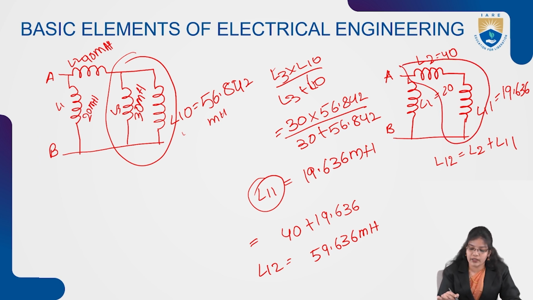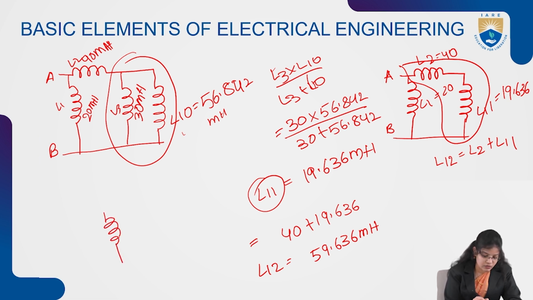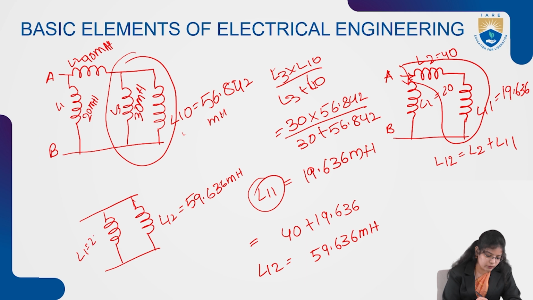So these two will be in series or parallel. These two inductances will be in parallel with each other, because the current is dividing here and here, so these two will be connected in parallel. Again we have to draw the inductance circuit, which will be reduced into L12 is equal to 59.636 millihenry, and the actual L1 value will be 20 millihenry, which is taken as A and B.